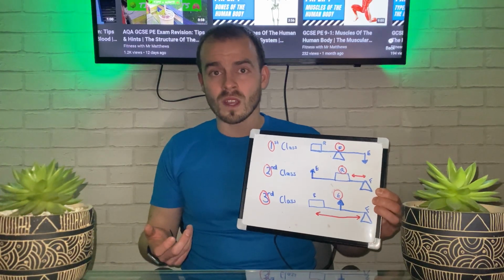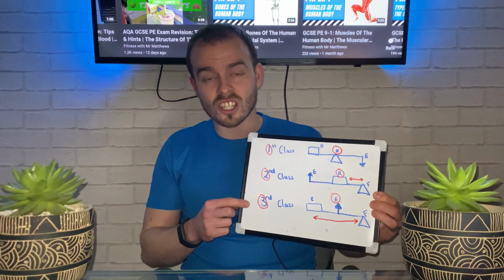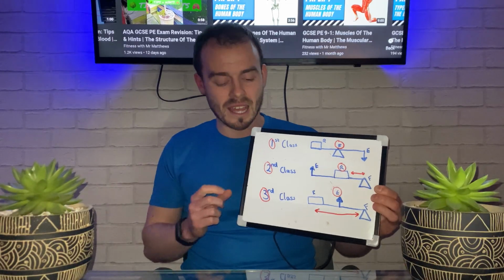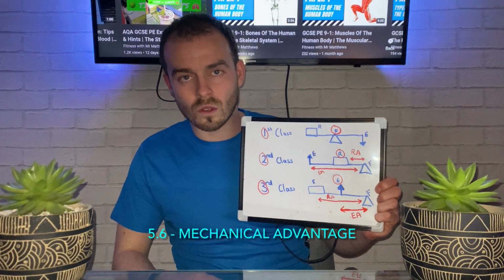The fulcrum will be the joint, which is the elbow. And then the resistance will be the dumbbell, the weight that the person is lifting as they perform the exercise. And let's move on to mechanical advantage.